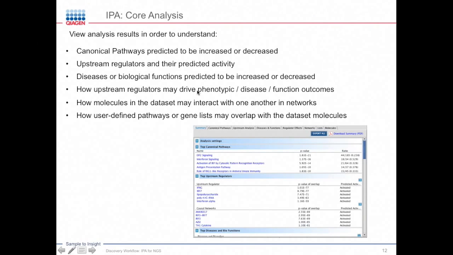The diseases or the functions, which we call biological functions or biological processes, are predicted to be increased or decreased in the set based on the fold changes, or the gene expression changes, in the data set. And then how upstream regulators may drive those diseases, functions and phenotypes. This is an integrated analysis of the upstream and the downstream together, which we call regulator effects, and I'll show that. And then there are things like interaction networks, how the molecules may interact with each other.